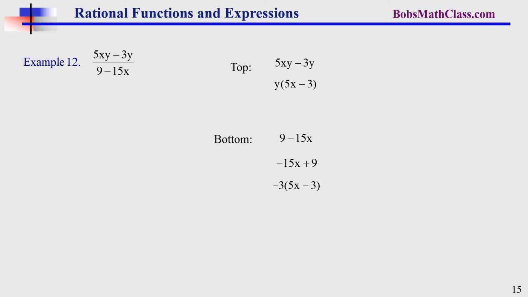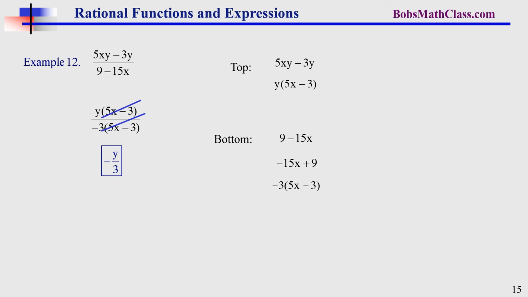Divide both of them by negative 3. So in the parentheses, you'll get 5x minus 3. That's your denominator. Now, does anything cancel? Right, the 5x minus 3's. And then we're done. Negative y over 3.